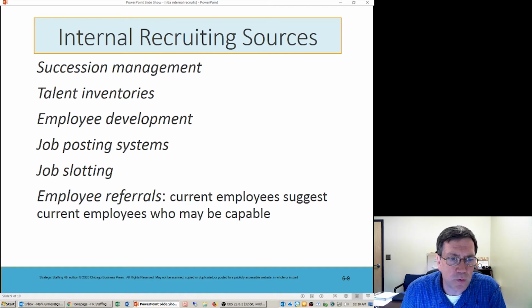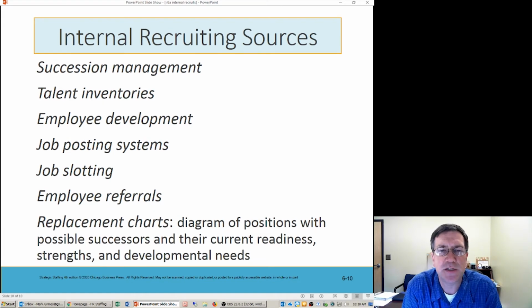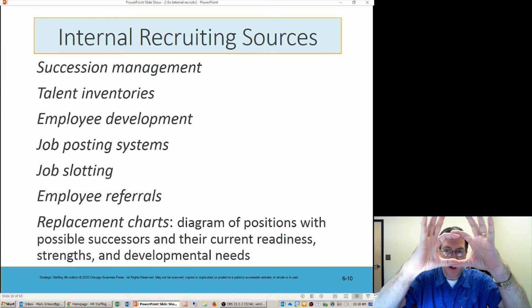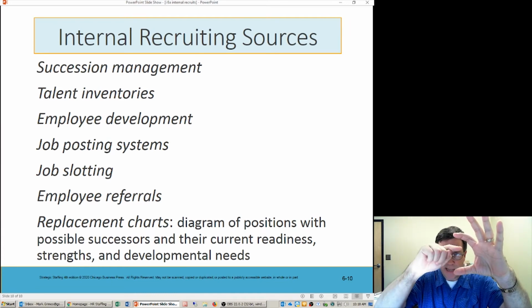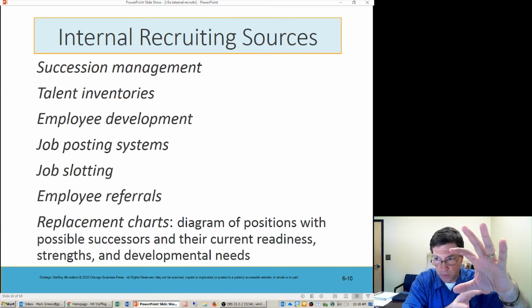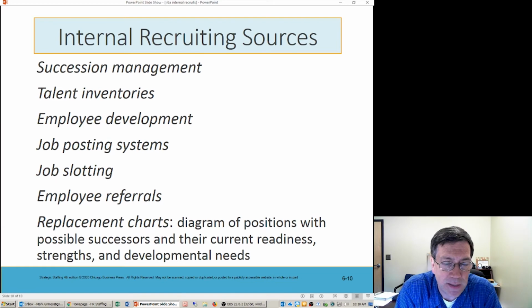So, employee referrals. The last thing is a replacement chart. That is a diagram that we create. It maybe looks like an organizational chart where you have the box with the title and somebody's name, and then below that there is a box with somebody's title and name and whatnot.